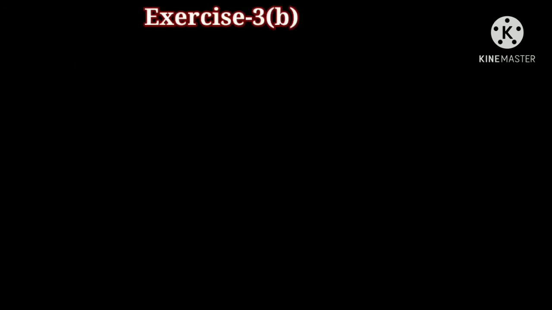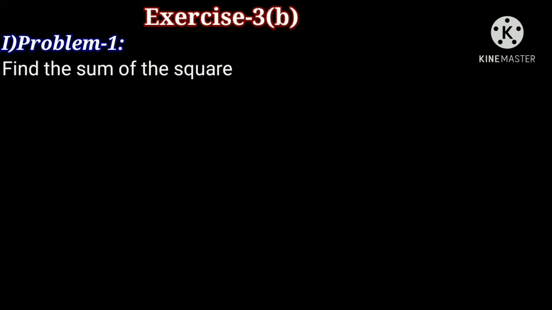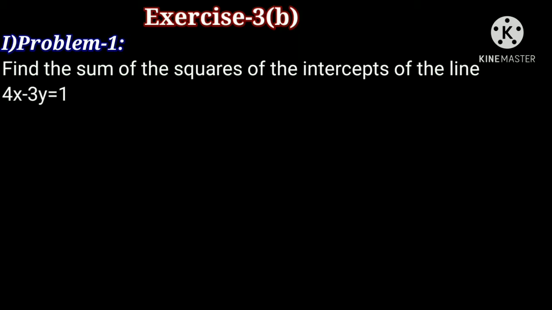Exercise 3b. Problem number 1. Find the sum of the squares of the intercepts of the line 4x minus 3y equal to 12 on the axes of coordinates. This is our given problem. In this problem, we have to find the sum of squares of the intercepts of the given straight line equation. For that, we have to convert the given straight line equation into intercept form. Now, we will solve the problem.